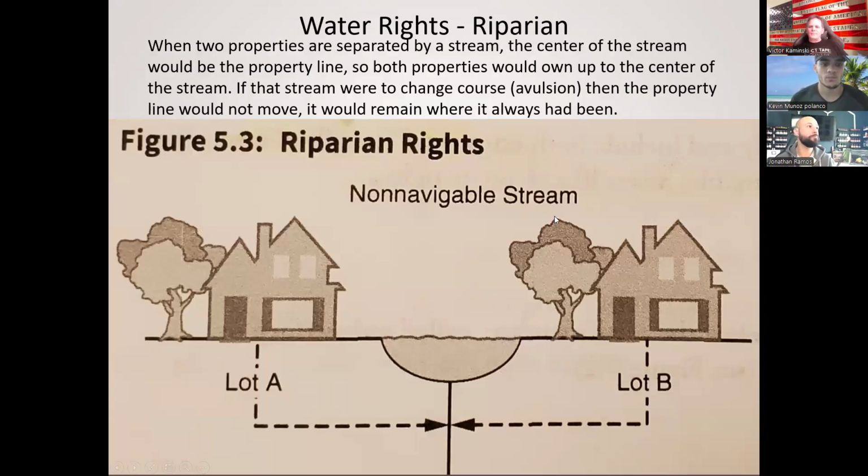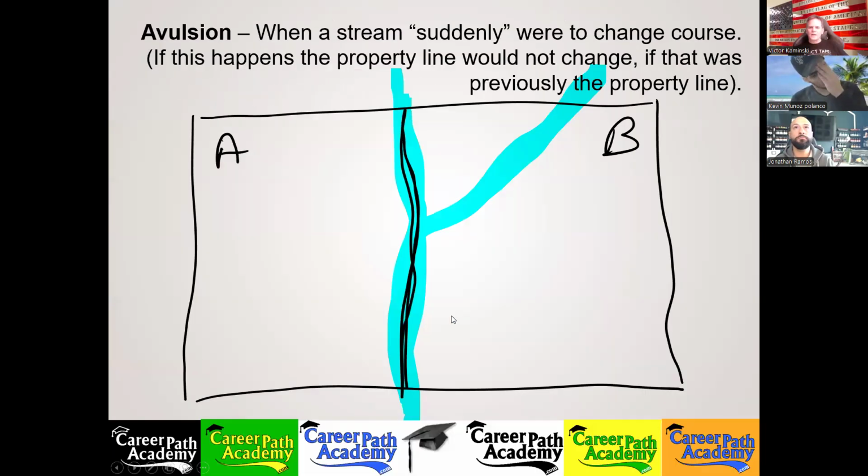You have riparian rights when you have land that borders non-navigable waters, or has a lake or a pond or a river that's non-navigable. If two properties are separated by a stream, the center of the stream becomes the property line, so each owner owns the land under the water up to the center. But if the stream suddenly changed its course and ran in a different direction, the property line would not move. It would remain where it always had been.